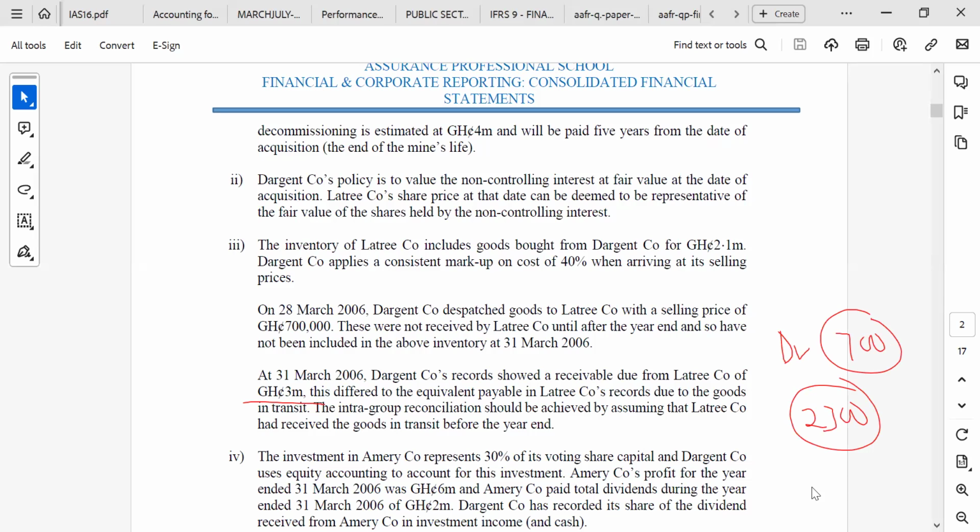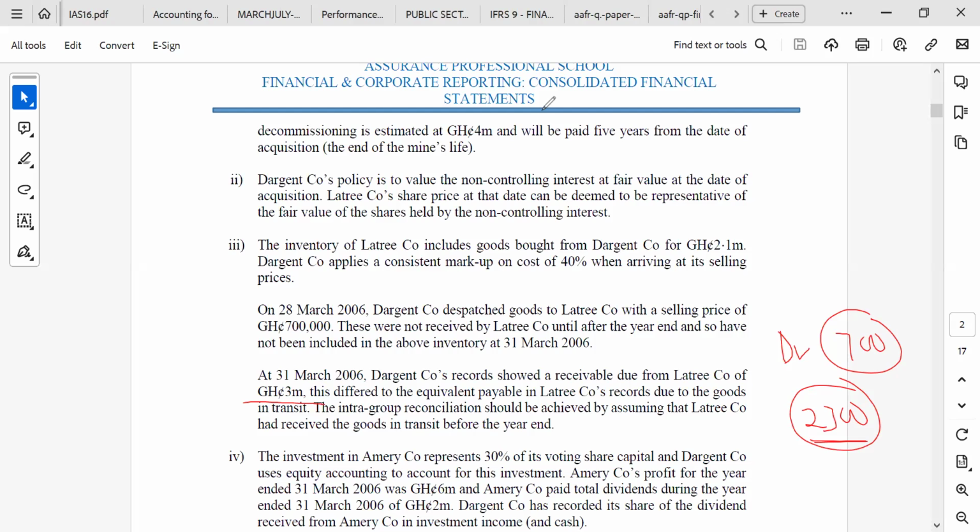So at the time that the parent is dispatching these goods, the parent debited receivables and credited sales. But these goods are yet to be received by the subsidiary. So the subsidiary has not passed any record for this particular transaction. So the 700 that should have been added to their payables is yet to be added. So their payables will be 2,300 in their books.